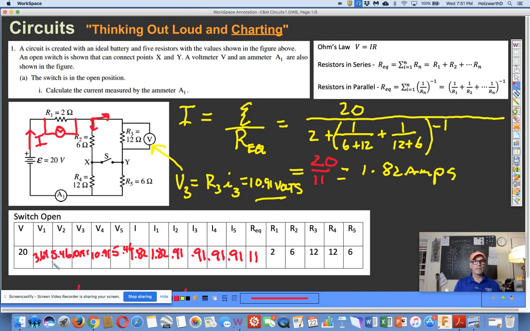Now, check this out. You start out with 20 volts. You drop by the amount 3.64. If I take 20 minus 3.64, I get 16.36. Okay, that means that I've got 16.36 volts left to power the other 4 resistors.